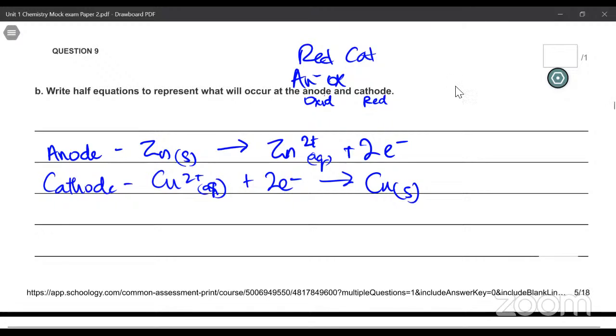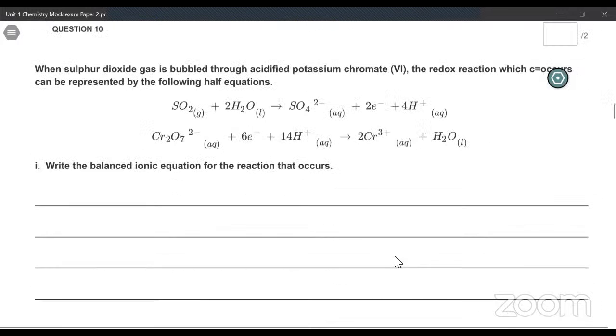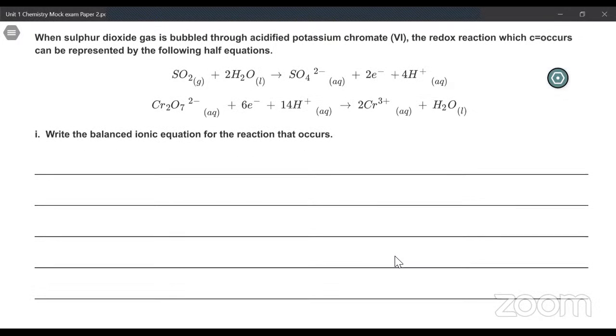Now, here we go. When sulfur dioxide gas is bubbled through acidified potassium chromate, the redox reaction which occurs can be represented by the following half equations. And here we go. All right, we have 7H2O. There was a mistake there, so if you're writing this down, remember to put the 7 back in the formula. I guess I forgot to type it out. Yeah, so 7 should be there.